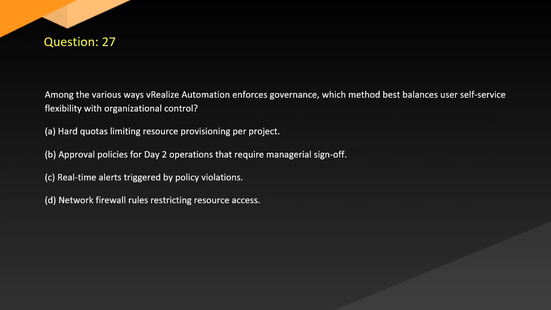Question 27. Among the various ways Realize Automation enforces governance, which method best balances user self-service flexibility with organizational control? A. Hard quotas limiting resource provisioning per project. B. Approval policies for day 2 operations that require managerial sign-off. C. Real-time alerts triggered by policy violations. D. Network firewall rules restricting resource access.